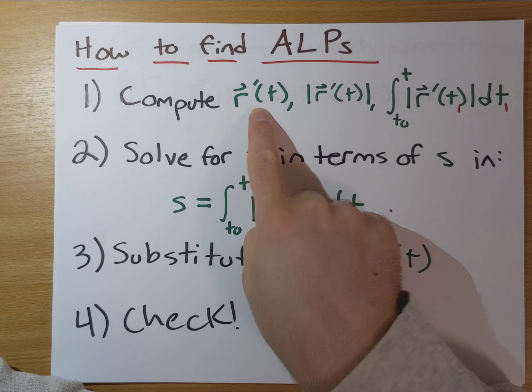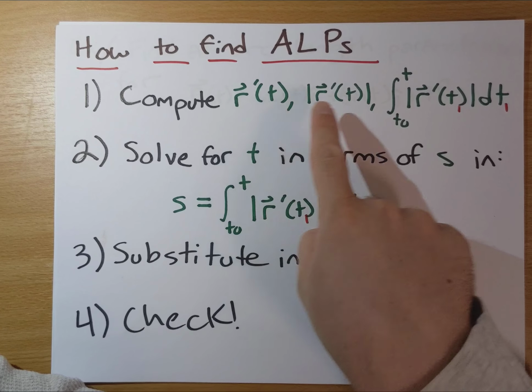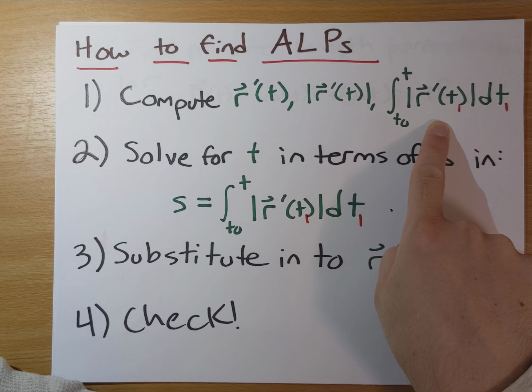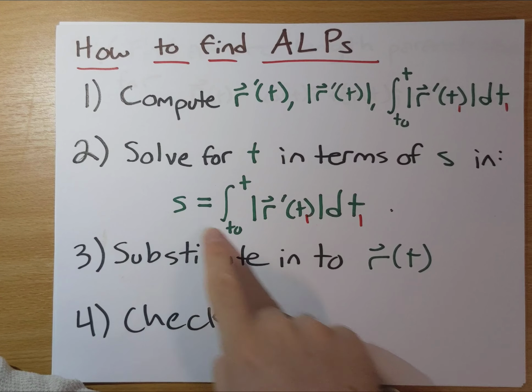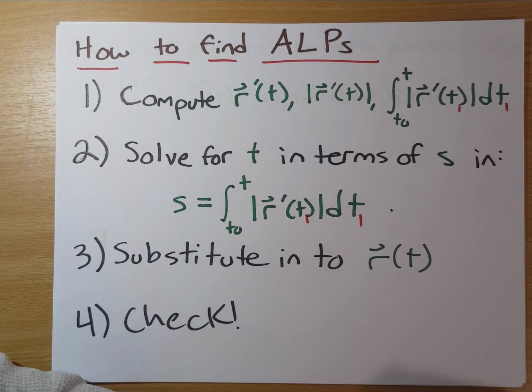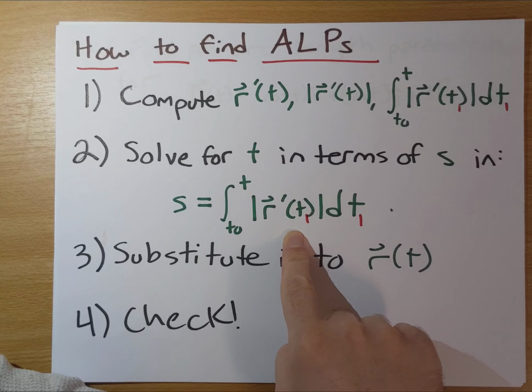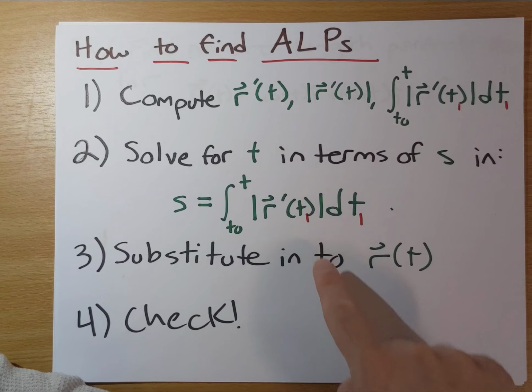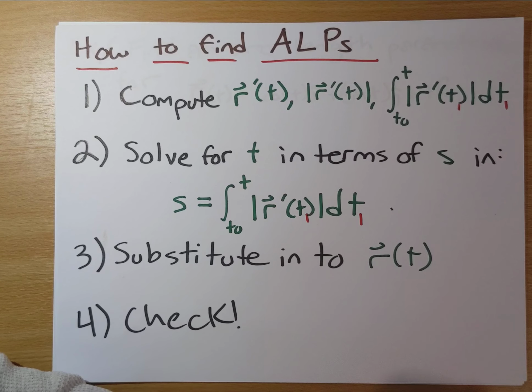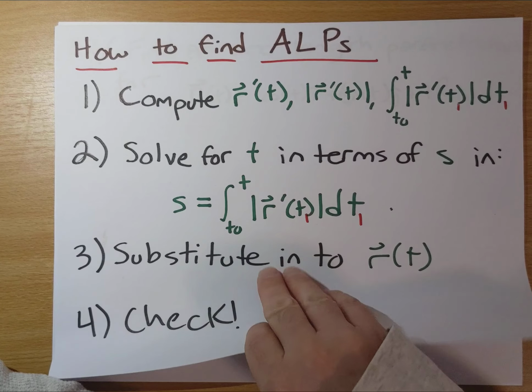You compute r prime of t. That's the velocity, this is the speed, and then you compute the arc length parameter from the previous slide. Then you have s written as a function of t, and you're going to invert the formula: s is a function of t, so you write t as a function of s. You substitute your answer into your original vector valued function, and then it's a good idea to check at the end to make sure you do in fact have an arc length parameterization.